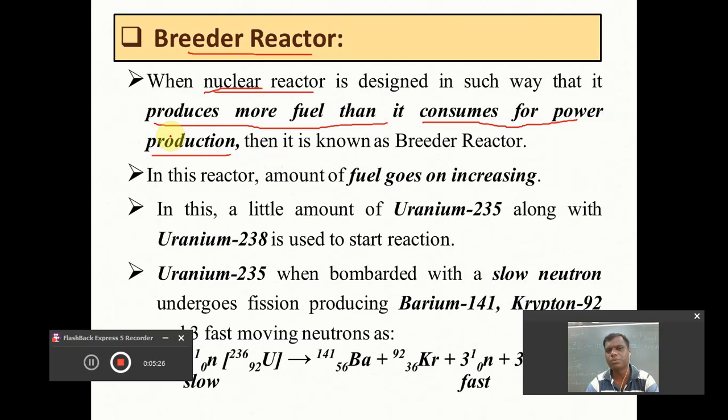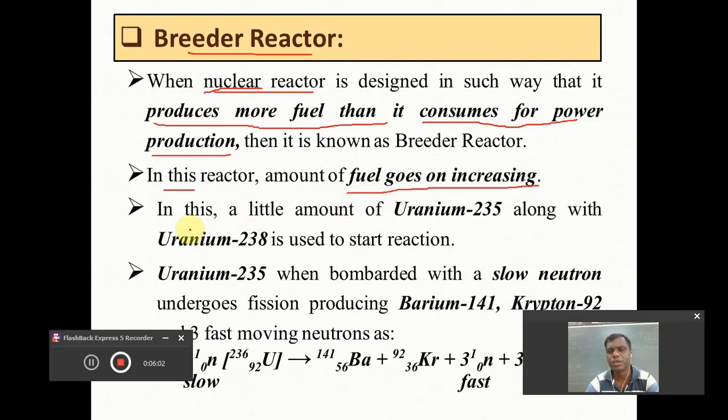It means that it has consumed 10 atoms, but at the same time it has produced 15 atoms. So whatever consumption is there, definitely the consumption is smaller and the production is greater. That's why this device is called a breeder reactor. In this reactor, the amount of nuclear fuel goes on increasing. Whatever initial amount we have provided, its amount goes on increasing during the power production, and that is the characteristic of this breeder reactor.